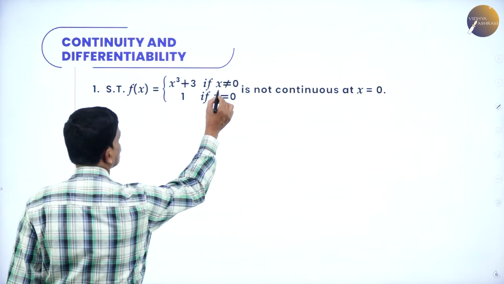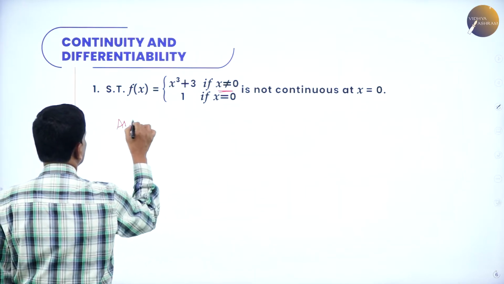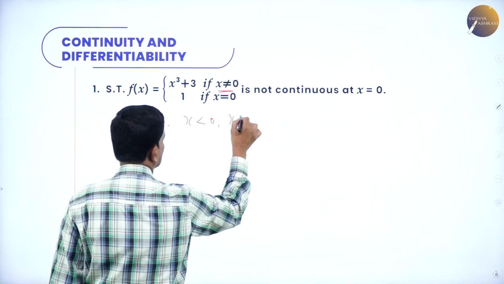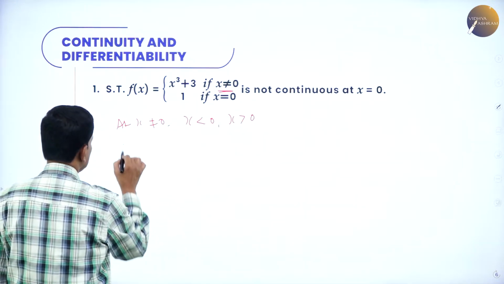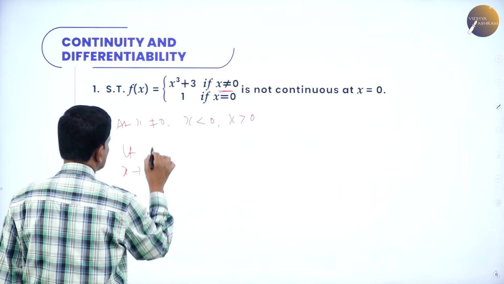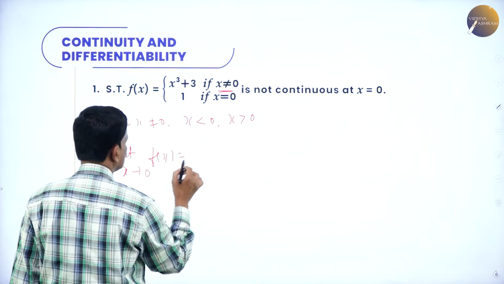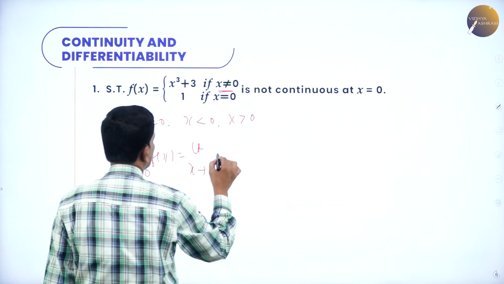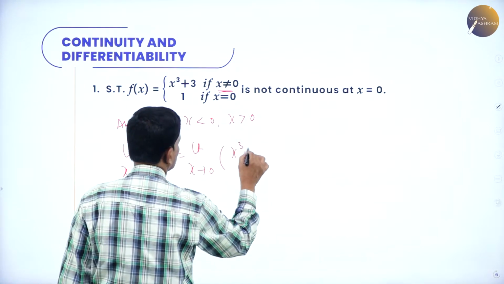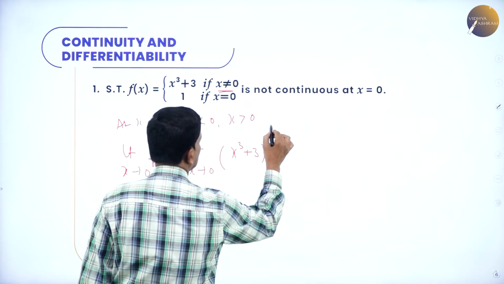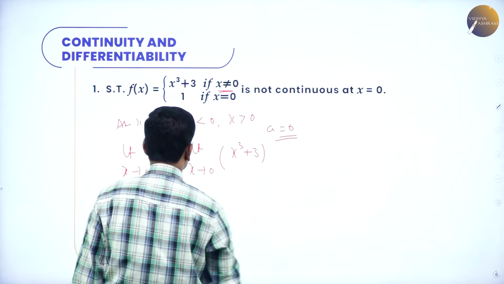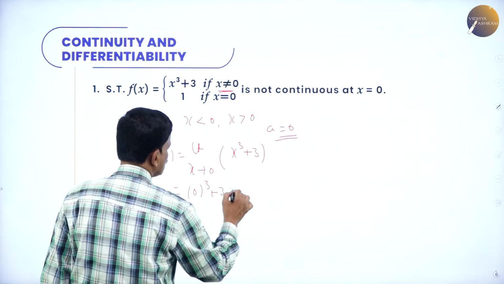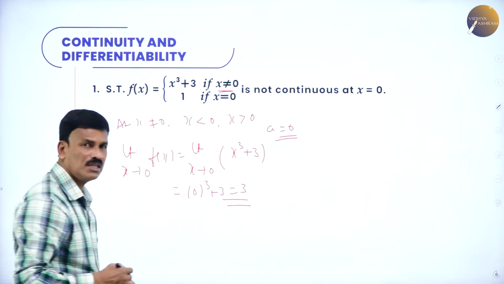Now what is given at x is not equal to 0? At x is not equal to 0 means x is less than 0 or x is greater than 0. Now the limit: limit x tends to 0 of f of x is equal to limit x tends to 0 of x cube plus 3. What is the value of a? a is equal to 0. So just substitute the value, put x is equal to 0: 0 cube plus 3 is equal to 3. The value of the limit is 3.